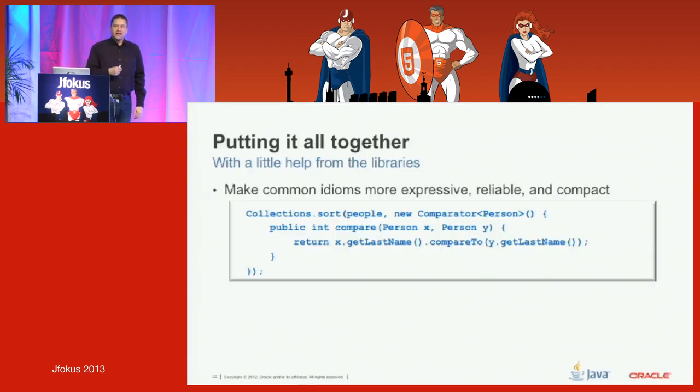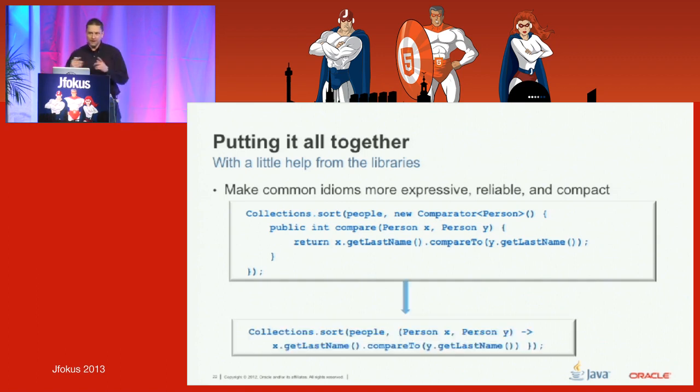If we put it all together, we go from a situation where we have an anonymous inner class, where we're going to use a comparator as, in effect, passing our function to the sort method. The way that we want to do that is to implement the compare method, where we have two people, a person X and a person Y, and that is going to return the result of x.getLastName.compare to y.getLastName. So we're comparing the last names of the two people.